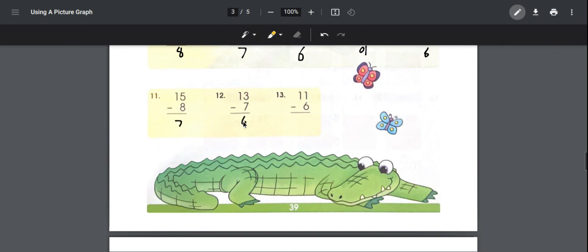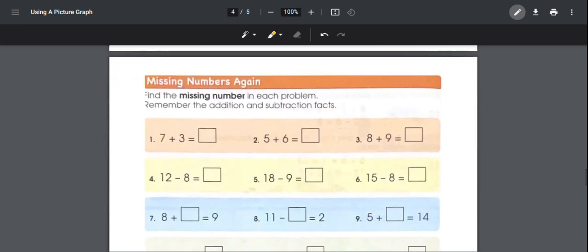Okay, number 11. 15 minus 8 is 7. 13 minus 7 is 6. 11 minus 6 is 5.